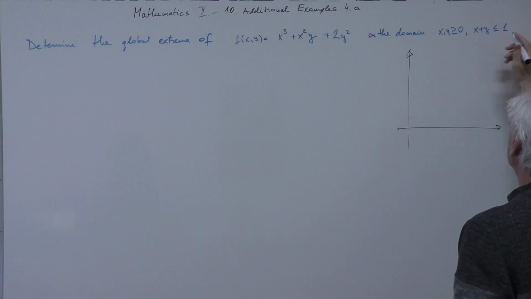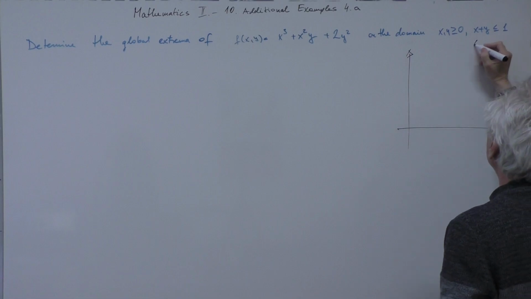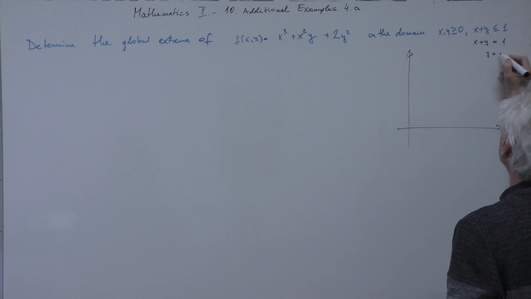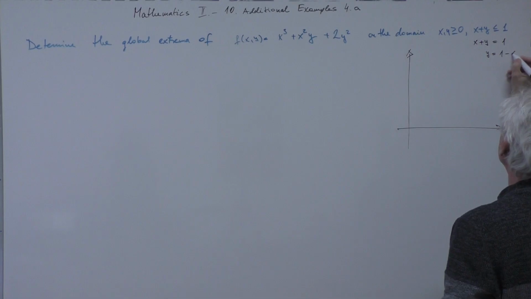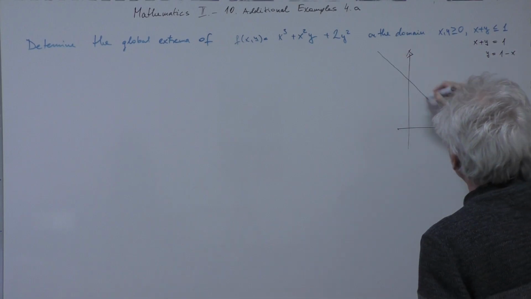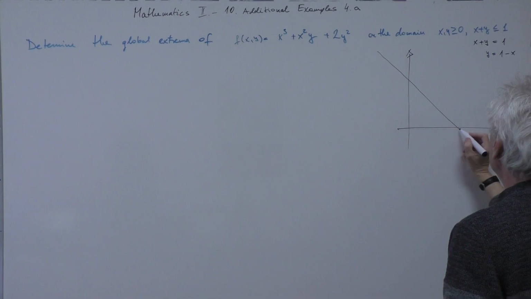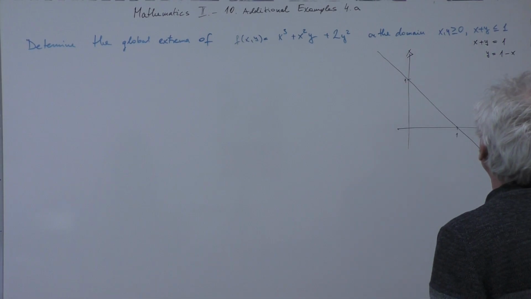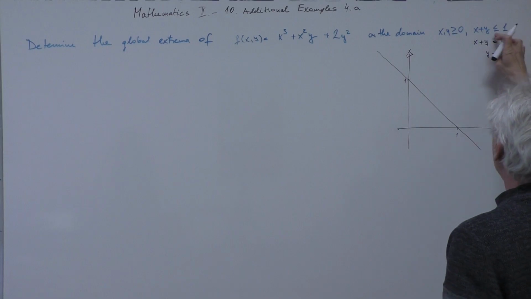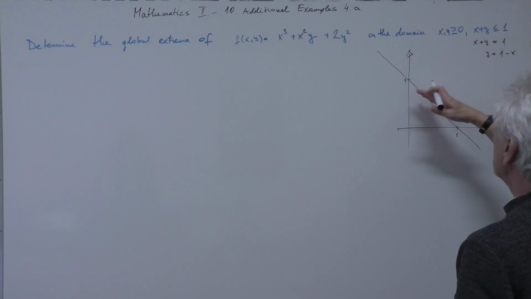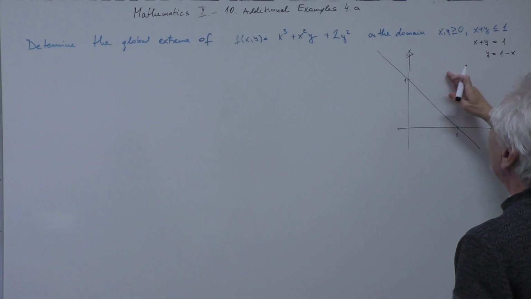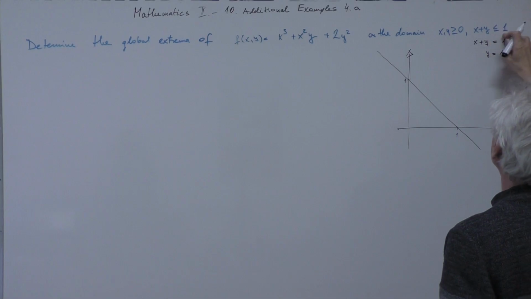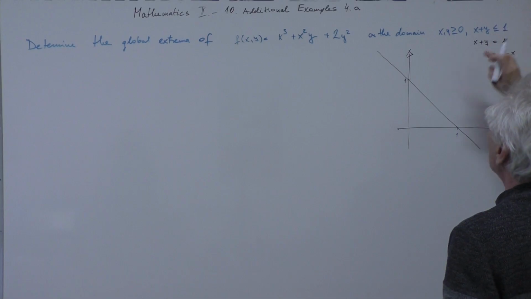From this inequality, we have the equation y equals 1 minus x, that is an equation for the line, with intercepts here and here. Since this line divides the plane into two parts, we have to figure out which part satisfies the inequality x plus y is smaller than 1.